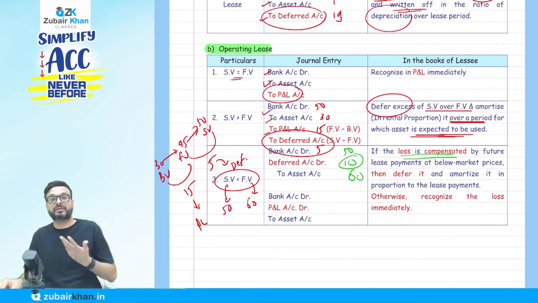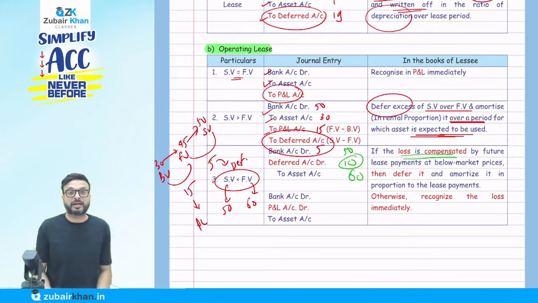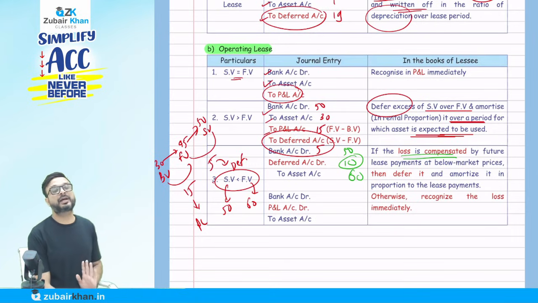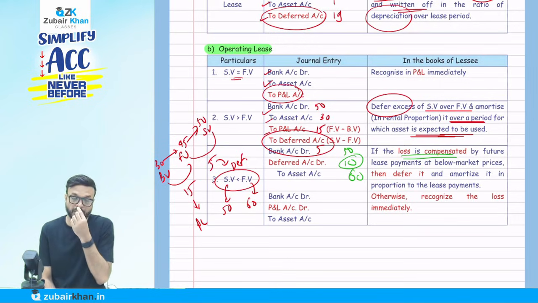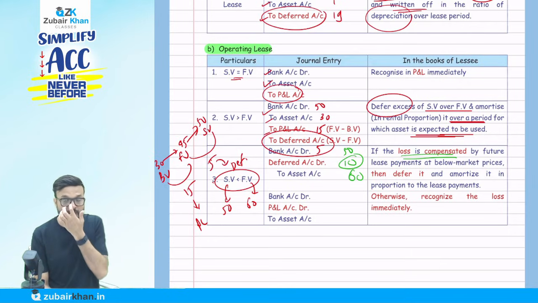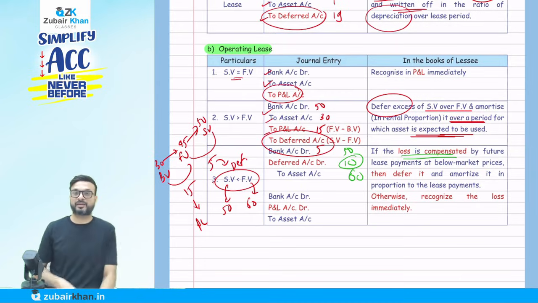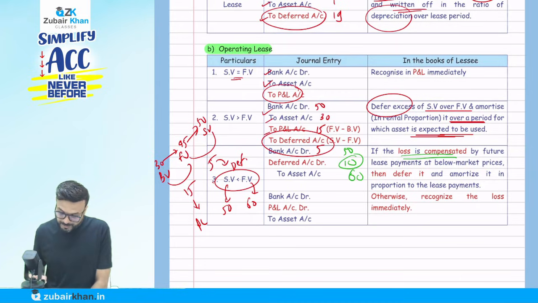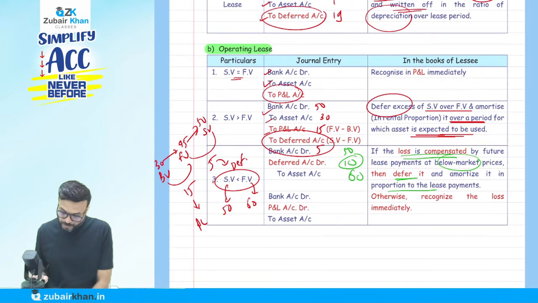It might be happening. Why are we selling the asset at a loss, at less than the fair value? Suppose the fair value is 60, we are selling it at 50 only. Why are we doing that? Because our intention is to adjust it later on. I will tell you I'm selling it at a loss to you, and you will give it back to me later on. I will give you a lesser amount of rent. The loss I will compensate in the form of rent later on. They say if the loss is compensated by future lease payments at below market price, then defer it and amortize it in the proportion of the lease payment.